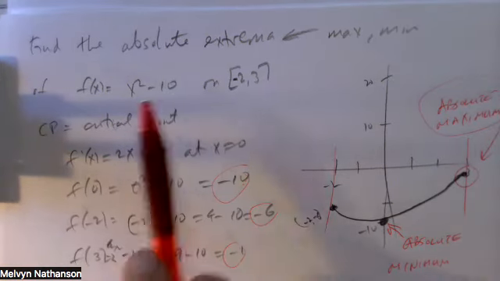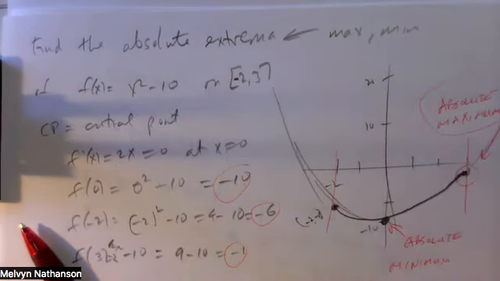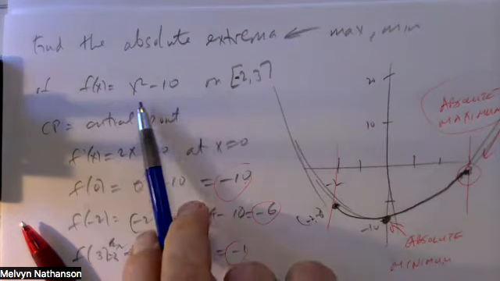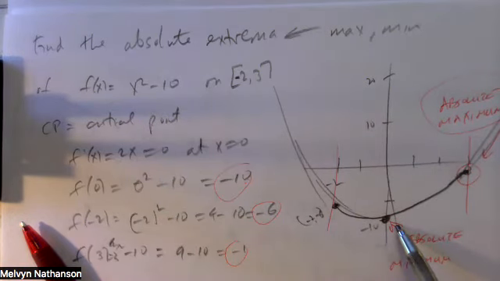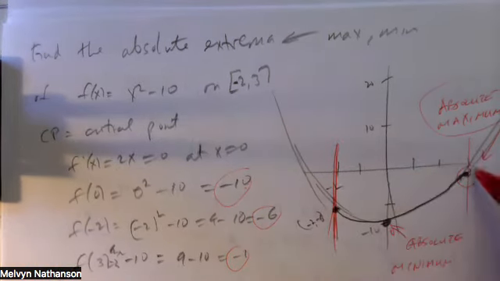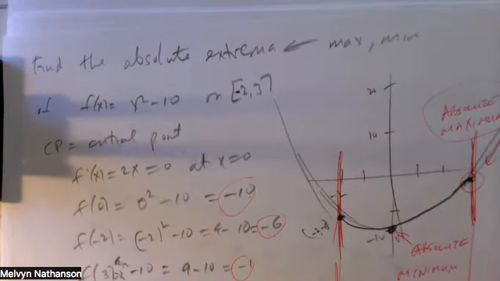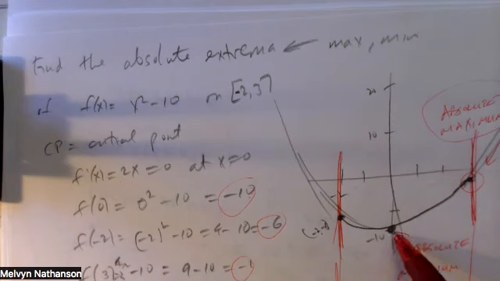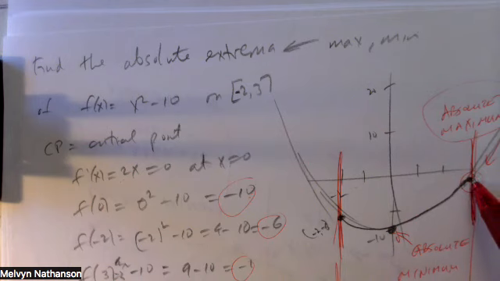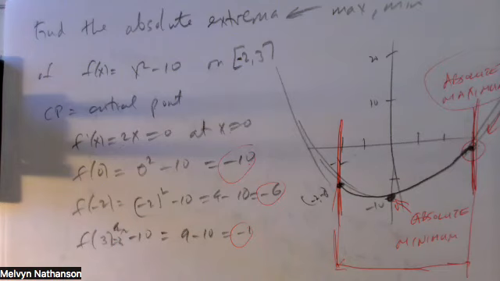So for this parabola, I mean, the parabola itself, if you drew the whole thing, would look like this. It's just the standard parabola shifted down 10 units. But we're only looking at it from minus 2 to plus 3. And in this interval, this is the absolute minimum. That's a critical point. This is the absolute maximum. It's not a critical point, but it's an endpoint of the interval. So that's a typical example.